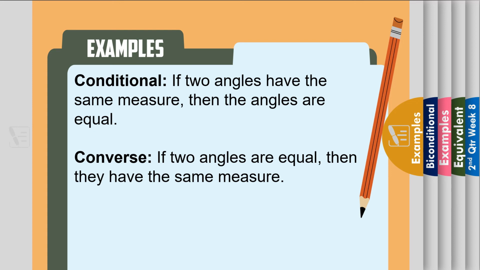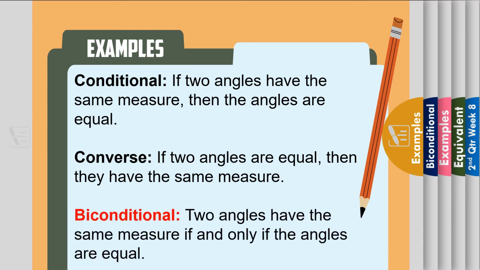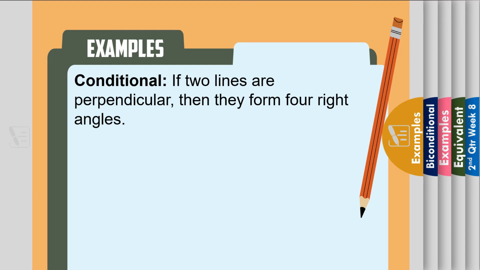Very good. If they are true, we can write a biconditional stating two angles have the same measure if and only if the angles are equal. Can you see the phrase if and only if there? Alright, so that's how you write a biconditional statement. Let's have the next example. We have here a conditional statement. If two lines are perpendicular, then they form four right angles.